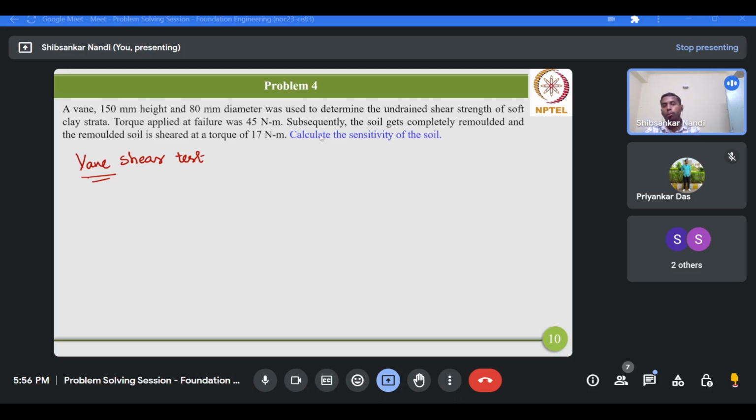So here we have to answer this question in terms of sensitivity of the soil. Now what is sensitivity? What is the definition of sensitivity?